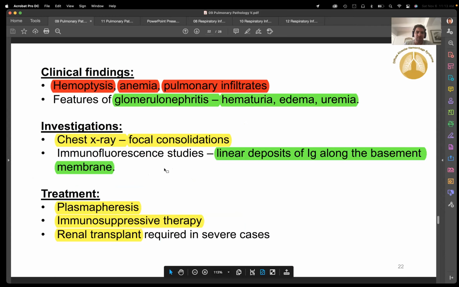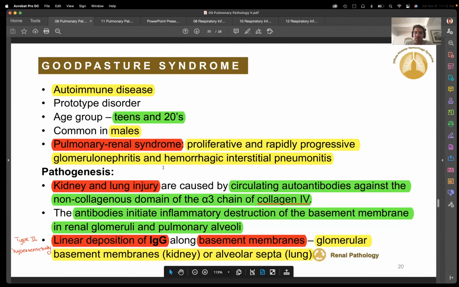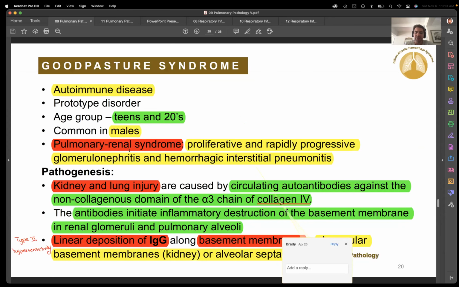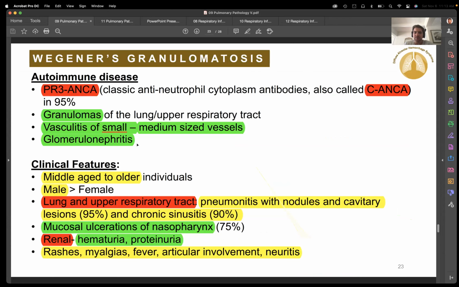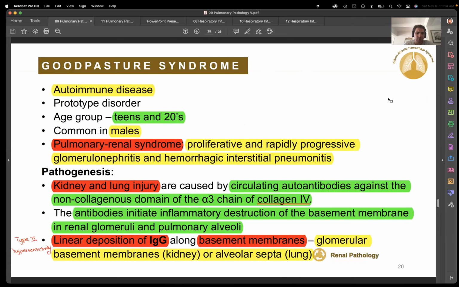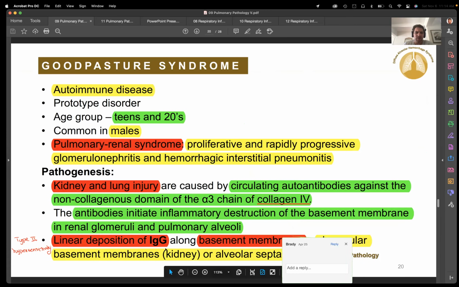So a good point here is to be able to differentiate. What are we talking about? Are we talking about Good Pasture syndrome, a pulmonary renal syndrome, or are we talking about Wagner's? Because symptomatically, they kind of present the same, right? You have difficulty breathing, you have difficulty with the renal system, hematuria, proteinuria. So they need to give you a little bit of extra information. Do we have C-ANCA there? Or do we have some sort of Good Pasture syndrome with these IgG complexes that form? Okay, I think in the kidneys, this linear immunofluorescence is very characteristic of Good Pasture's, because you could see all the IgGs that are lining the basement membrane.